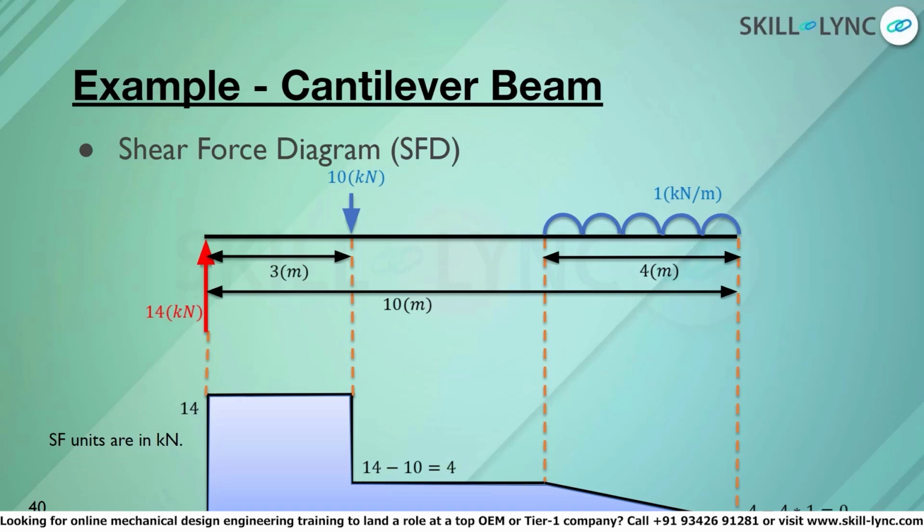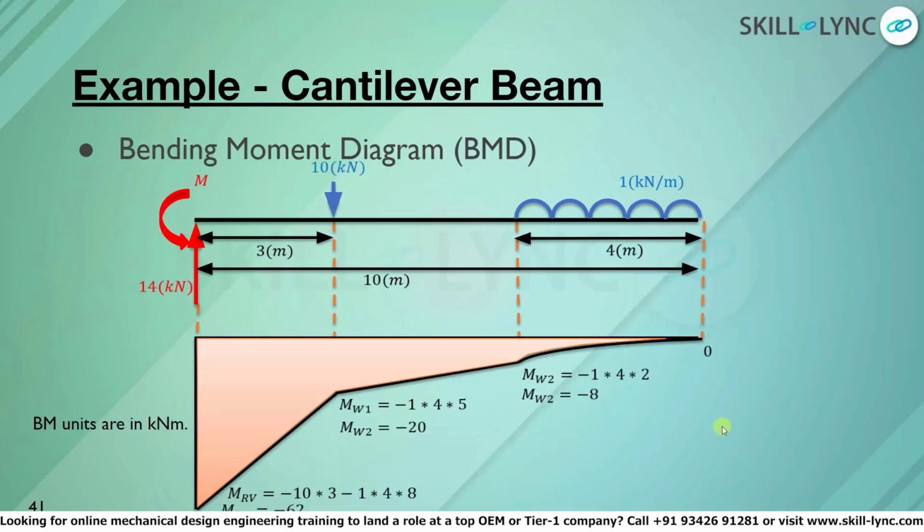Again, shear force remains constant as long as there is no change in the load. As soon as we start the uniformly distributed load section, the shear force reduces at an intensity of 1 kilonewton per meter for a span of 4 meters. Thus, the net reduction in shear force from W2 to R2, which is the end of the beam, is equal to 0. That is 4 minus 4 into 1 kilonewton. The shear force at the free end is equal to 0.